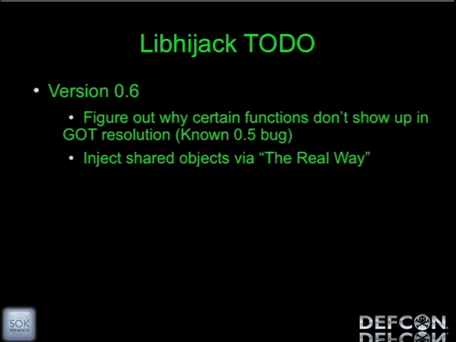In 0.6, we're also going to hopefully support injecting shared objects the real way. This release is about 6 months out, and I'm hoping that I have about 4 months of research left, and then I'll do 2 months of implementation. We're working on porting to FreeBSD. Injecting shared objects the real way is more important than the FreeBSD port, but if someone wants to do that for the 0.6 release, I'm accepting patches.